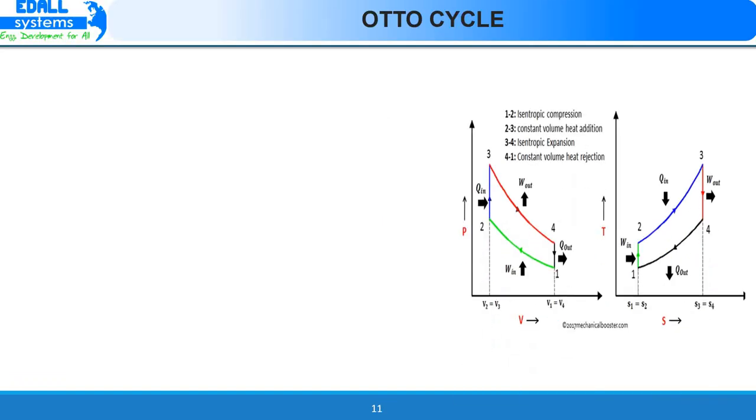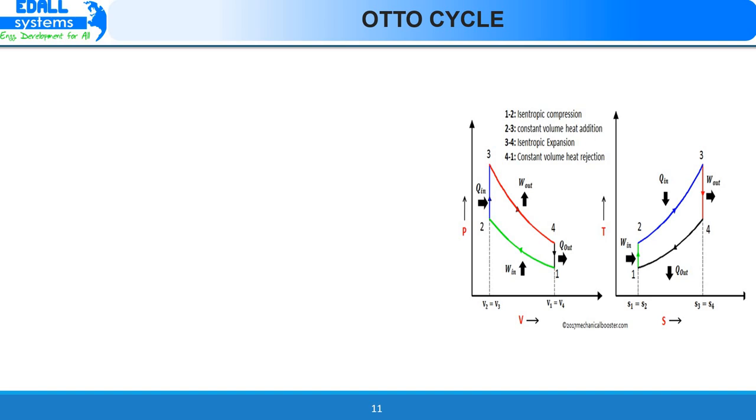First, we shall see about Otto cycle. Otto cycle is a thermodynamic cycle which determines the functioning of reciprocating engine. PV and TS diagram for Otto cycle is as shown on the slide. Otto cycle consists of 4 processes. Those are isentropic compression, constant volume heat addition, isentropic expansion, and constant volume heat rejection.